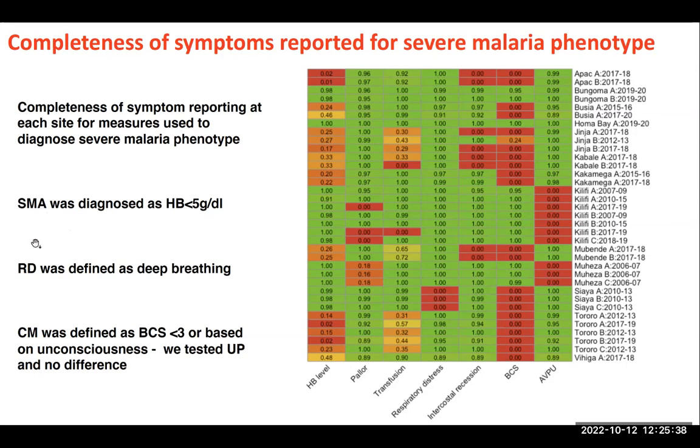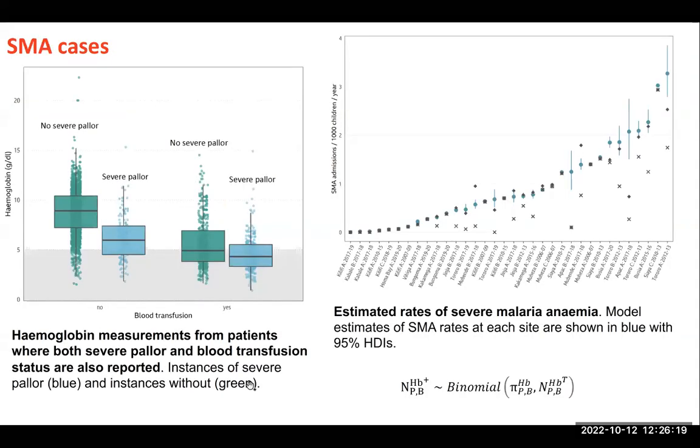And so to determine the predictive performance of the alternative definitions of the other 2 severe malaria pathologies, that is SMA and RD, we developed a Bayesian procedure that leveraged data from sites that reported multiple indicators. So for example, if you look at this site in Sierra, they reported data on HB, pallor, and transfusion. So we leveraged that data to see how we would be able to use these proxy measures as an alternative definition for severe malaria anemia where HB was missing. And so the aim here was to determine the probability of correctly diagnosing a patient as having a severe malaria phenotype while using these proxy measures. And so in the next few slides, I'll show you the results of this implementation.